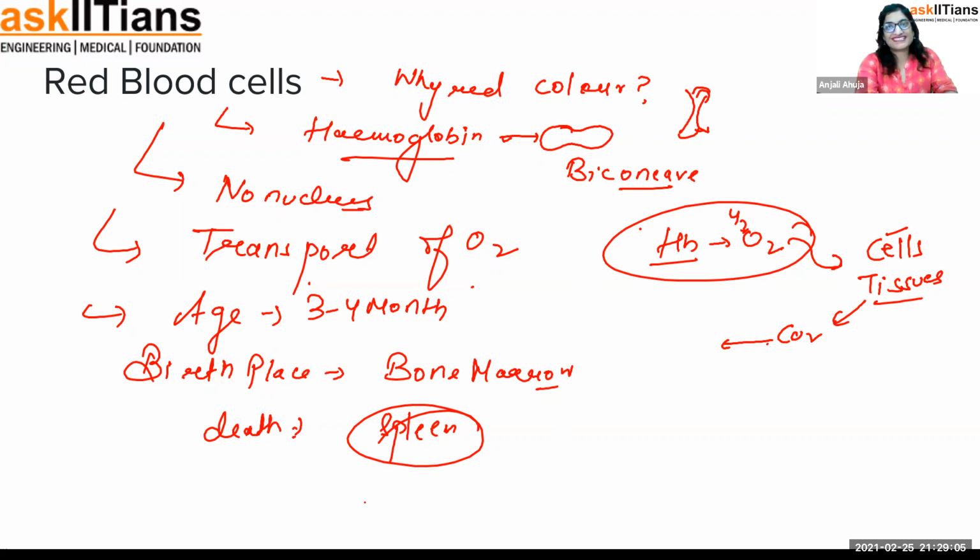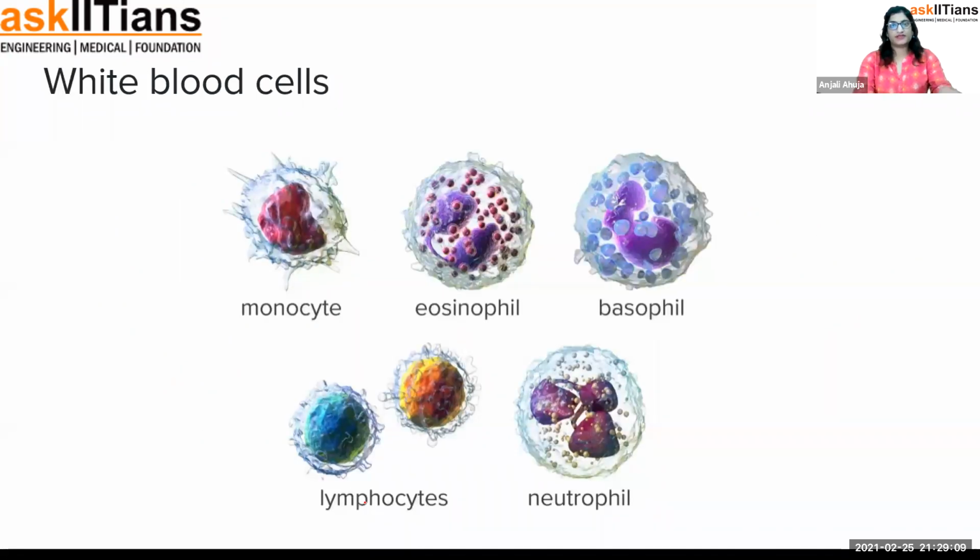Now let's have a little discussion on WBC. Okay, WBC. First of all, they are the immunity providing cells of the body. They are the ones who are actually fighting. They are the warriors of the body. So they are immunity providing cells of the body.